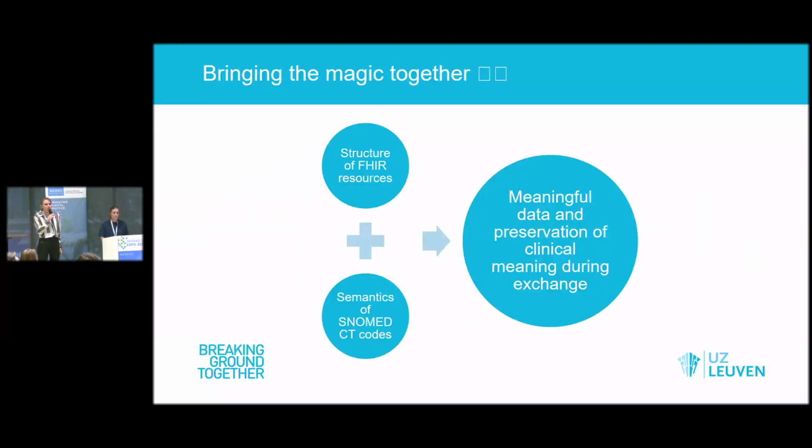And of course, if you bring those two together, so FHIR for the structure, the data structure, and SNOMED for the semantics, you have this beautiful piece of information that you can exchange with other organizations and can be easily understood.